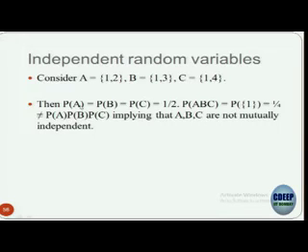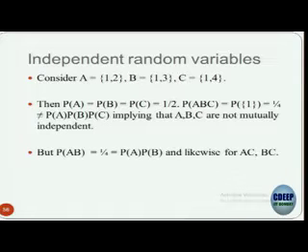P(A) is equal to P(B) equal to P(C), which is half, but P(ABC) is 1/4, right? Because P(ABC) is what? It's the intersection of A, B, and C, which gives you just 1, the set containing only 1. And the probability of that is 1/4, which is clearly unequal to P(A)P(B)P(C). So A, B, C are not mutually independent events, but they are pairwise independent.